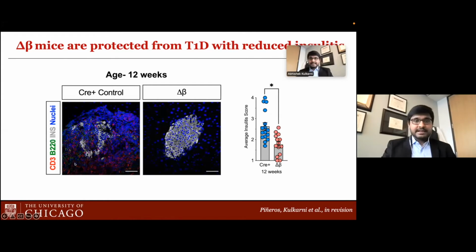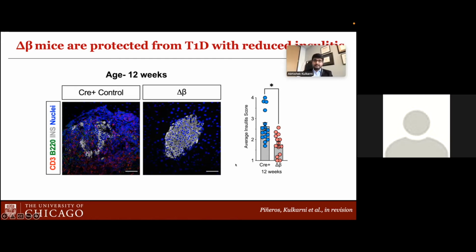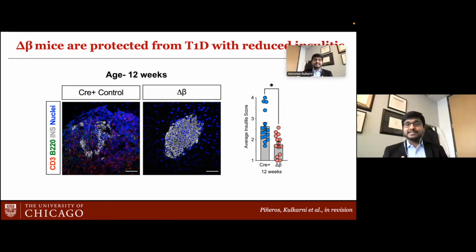And we observed that the Cre positive controls exhibited severe encephalitis as marked by T and B cells in this picture, while the delta beta mice demonstrated significant protection from this encephalitis. And this was a really drastic difference in their encephalitis pattern.